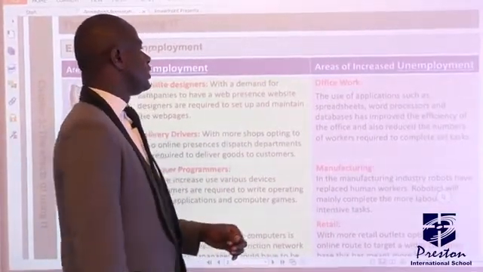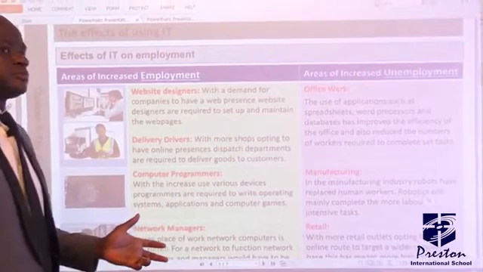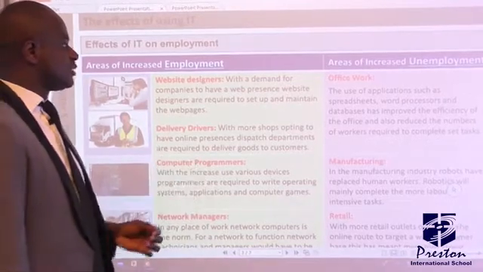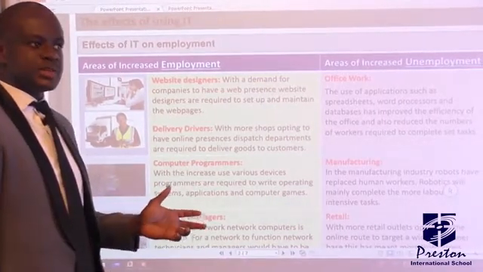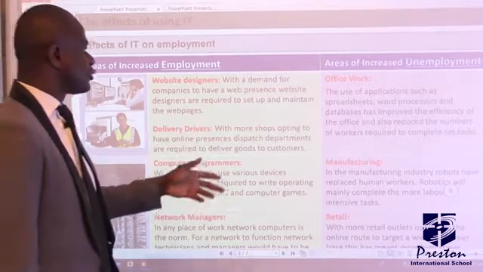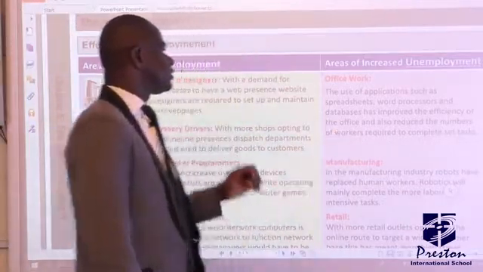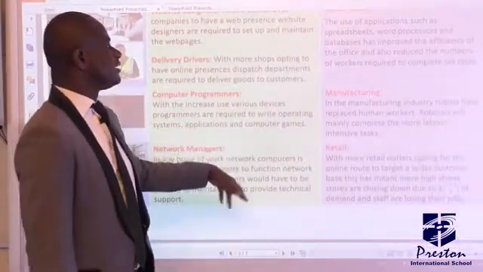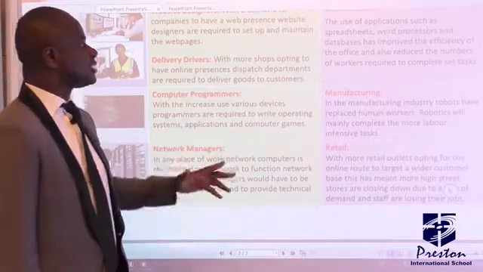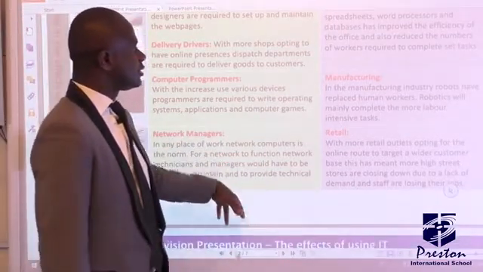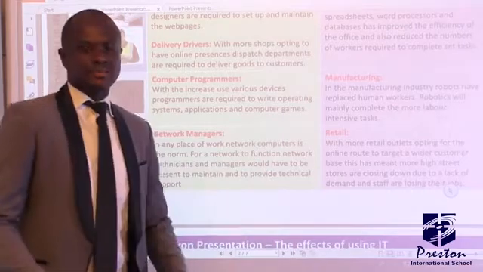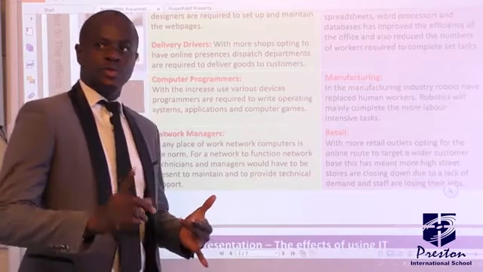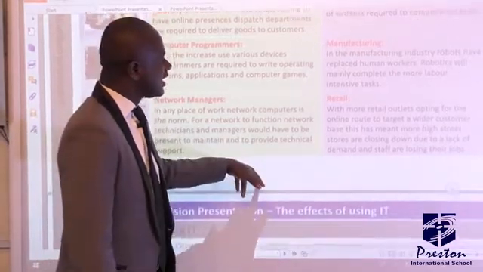Areas of unemployment: office work. Office work in terms of typists and filers, we don't really need most of that unskilled workforce again. Why? Because we now have applications such as spreadsheets, word processors, and databases that have improved the efficiency of the office and reduced the number of workers drastically. Also, manufacturing: we don't need people to assemble because robots can now do almost everything from assembling to welding to spraying. So we need fewer people.